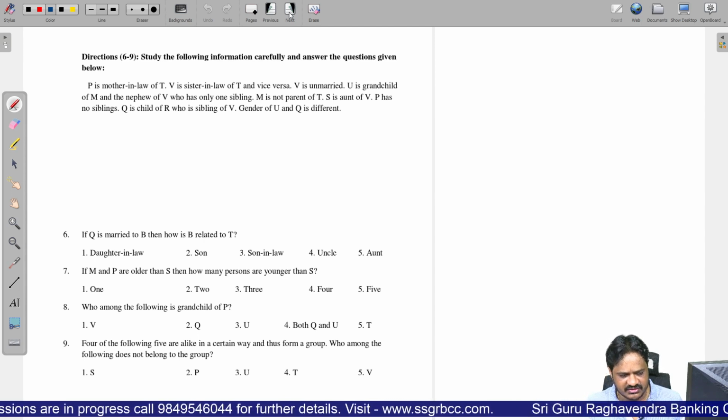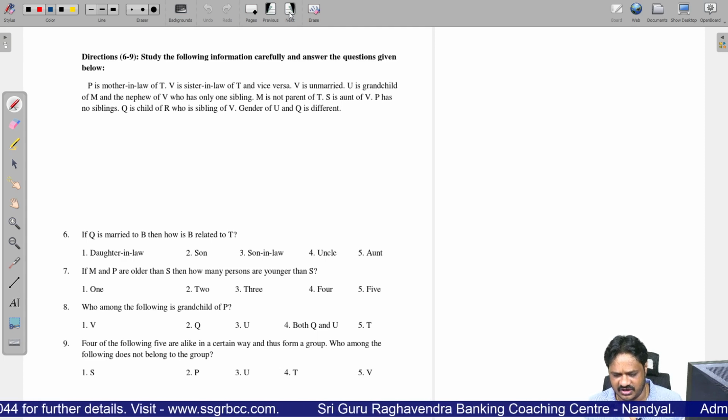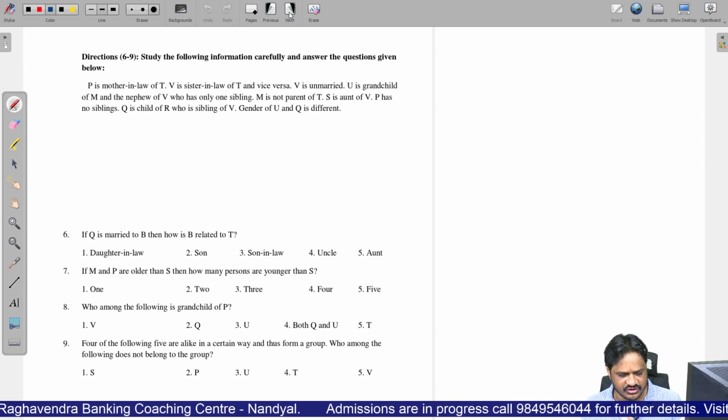P is the mother-in-law of T, V is the sister-in-law of T, and vice versa. V is unmarried, U is the grandchild of M and nephew of V, who has only one sibling. M is not the parent of T, S is the aunt of V, P has no siblings, Q is the child of R, who is the sibling of V. Gender of U and Q is different. So here let us see the blood relation.